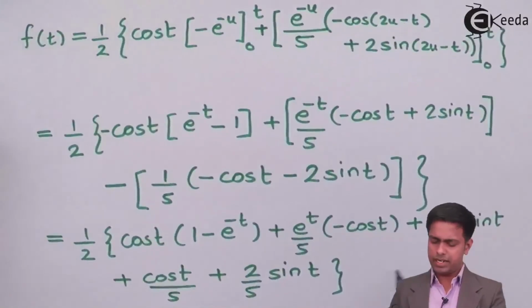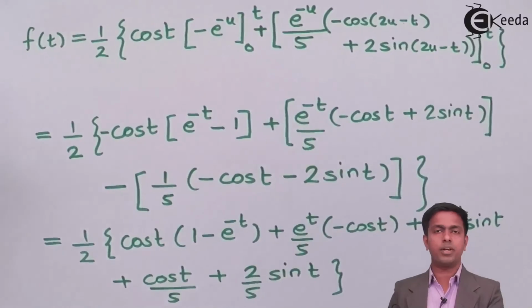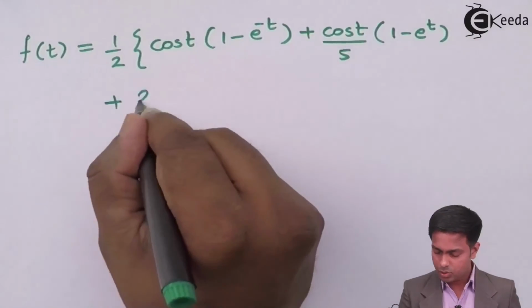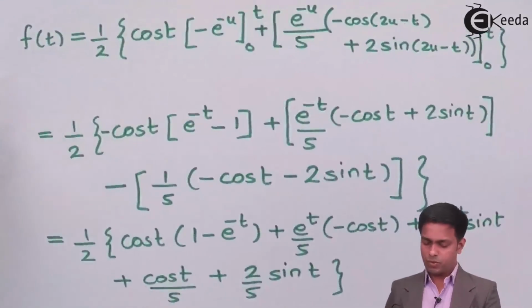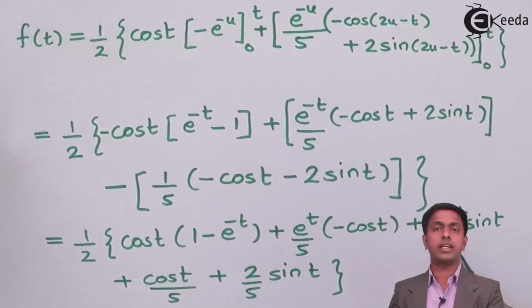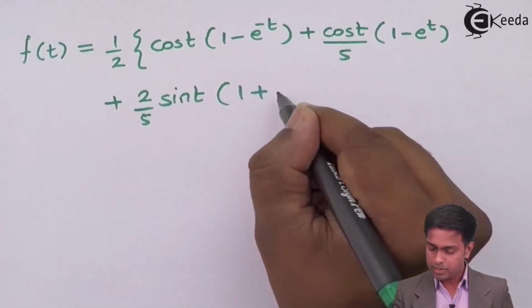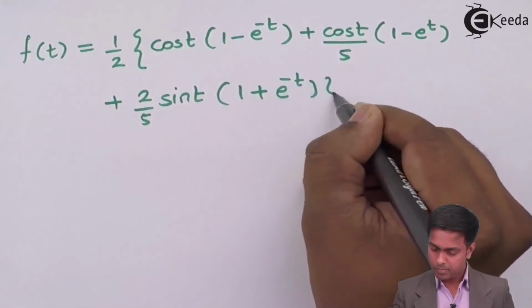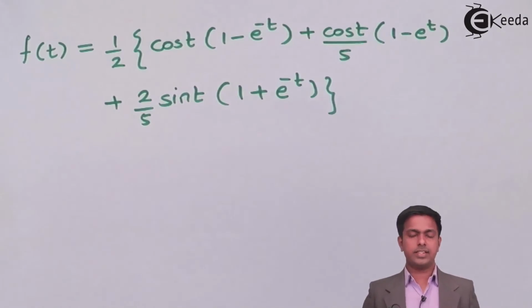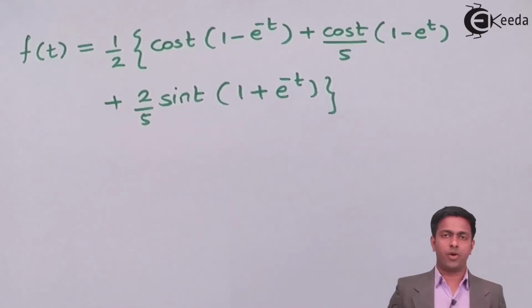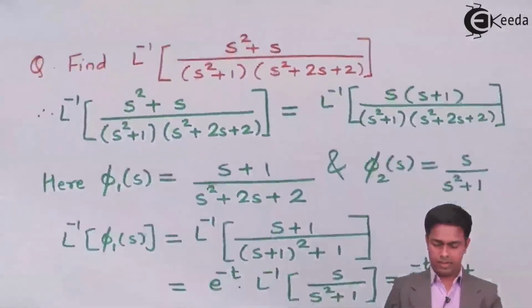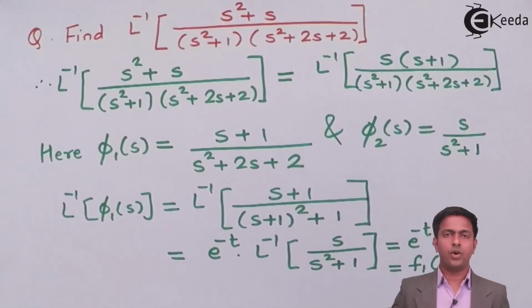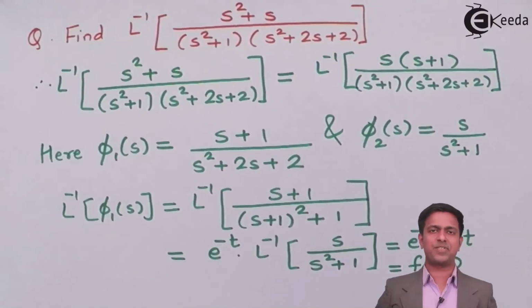Similarly, from these two terms I'll take 2 upon 5 and sine t common. So plus 2 by 5 sine t. Let's see what we get in the bracket. So from here we will get 1, from here we will get e to the power minus t. So 1 plus e to the power minus t. And guys, let me tell you that this is the function of t. So here we got the value of this given function, or the inverse Laplace transform of this given function by using the convolution theorem. Thank you.